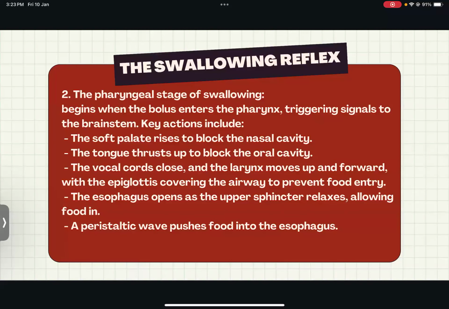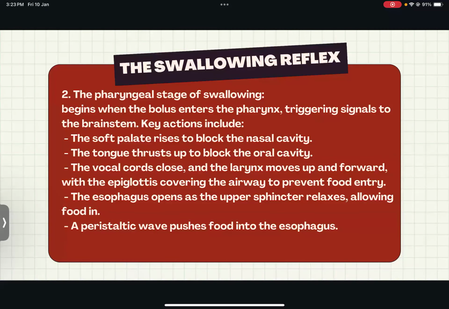So think of it. We first close the soft palate in order to block the food, or the bolus, from going to the nasal cavity. Then the tongue thrusts up to block the oral cavity. This is to prevent the bolus from coming back to the oral cavity, which is unneeded. And the vocal cords close, and the larynx moves up and forward. This will allow the epiglottis to cover the airway to prevent the food from entering the trachea, which is the wrong passageway for the food. And this is what is known as choking.